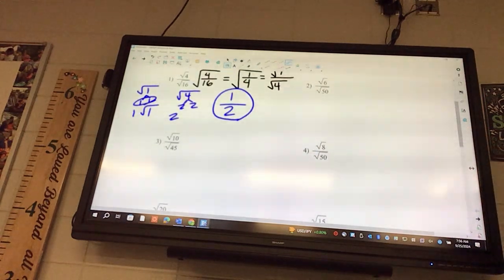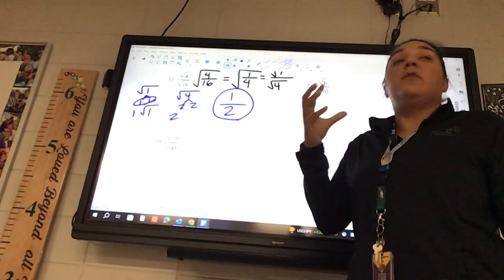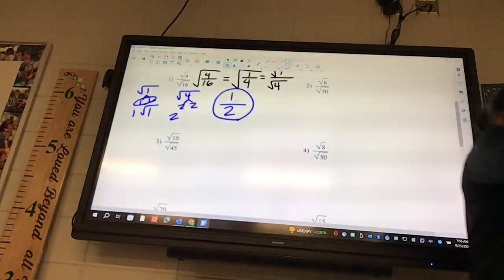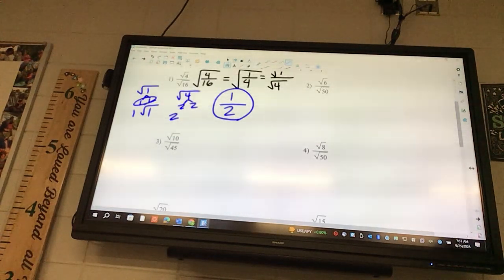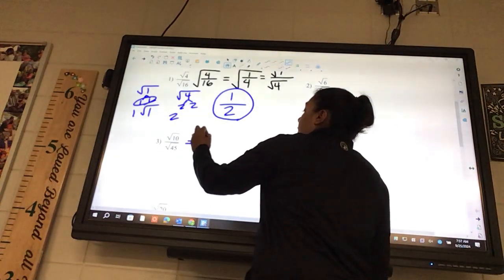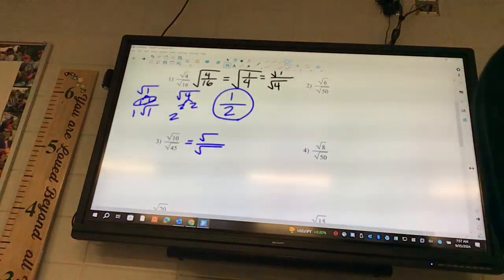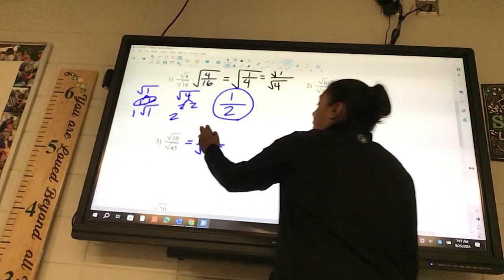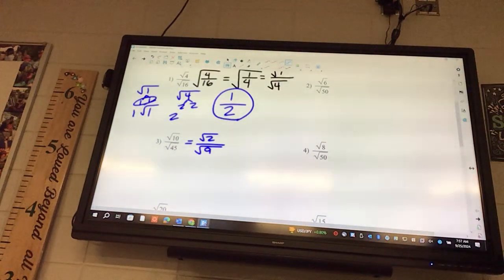Okay, so 3, and this is how you can, not cheat necessarily, but kind of. On your calculator, you're just going to type in the fraction as a whole. So you're going to say fraction button 10/45. Okay, and what do you get? 2/9? So we're going to have a 2 on the top and a 9 on the bottom, is how that reduced.